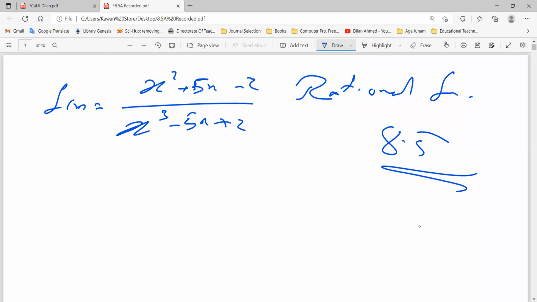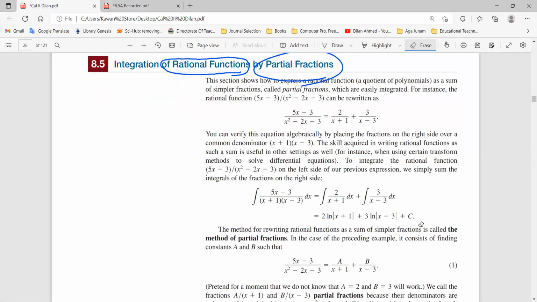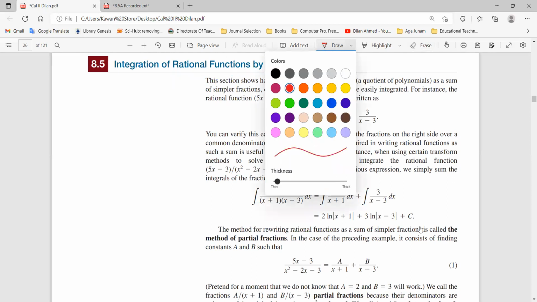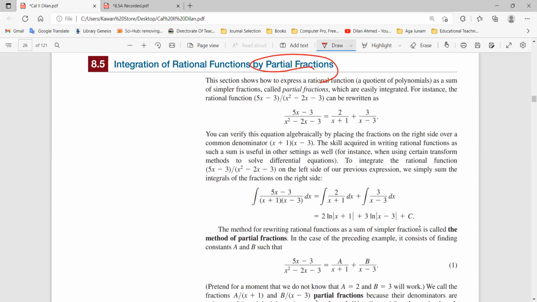Now, how about another concept, partial fraction? What do we mean by partial fraction? We separate the fraction into parts. This is the first partial, this is the second partial. We call each one a partial, so we separate them. How? That's the objective of today's lecture: how to divide the fraction like that.